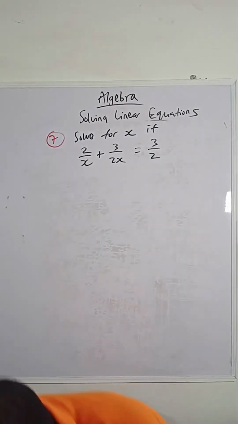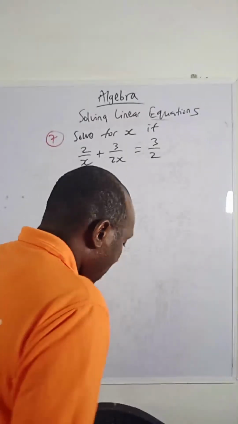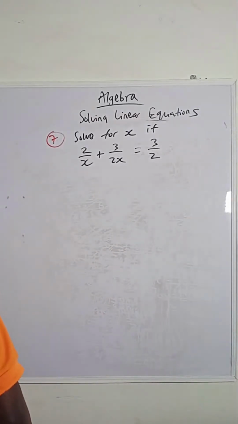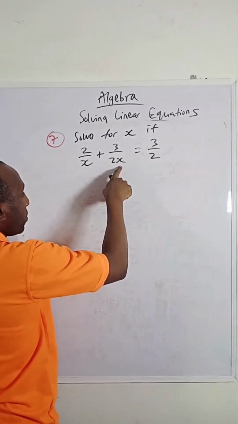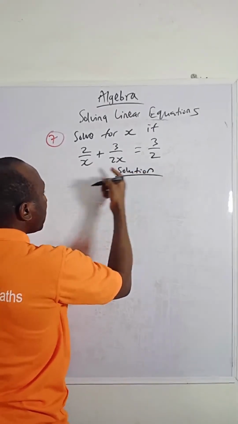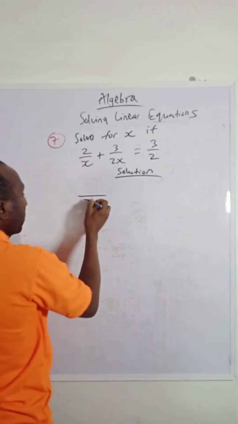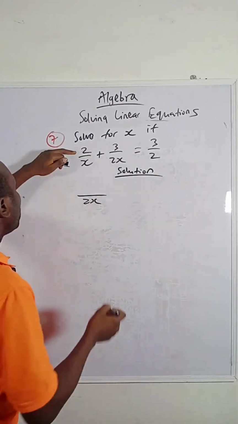Anyways, let me just quickly run it through here. Hold on a bit. Now, you can add these two fractions, and the LCM is what? 2x. So what is x into 2x? That's 2. 2 times 2 is what?